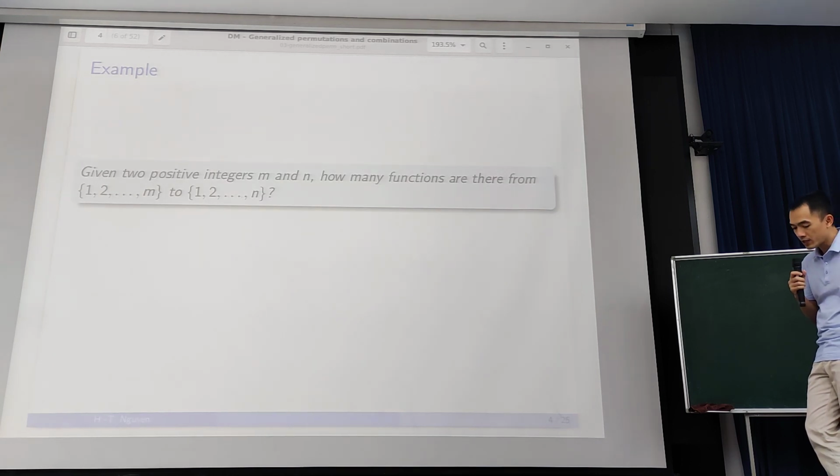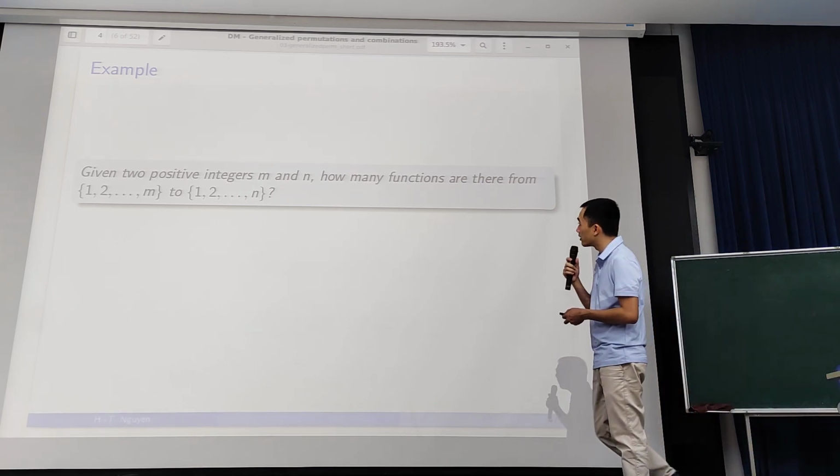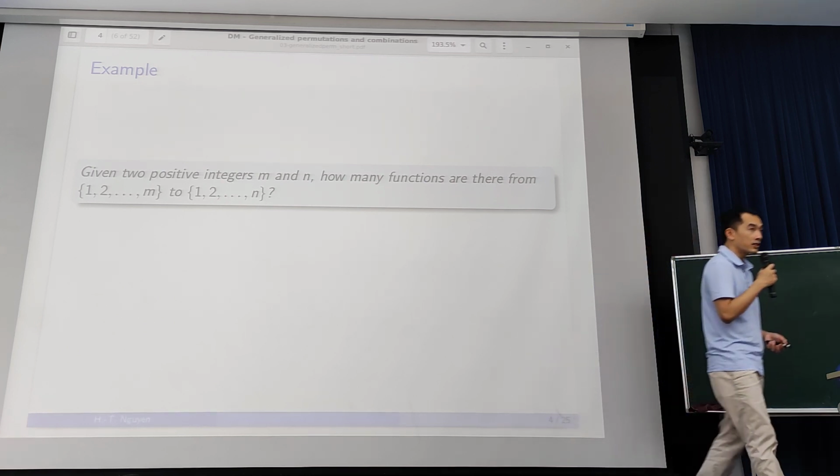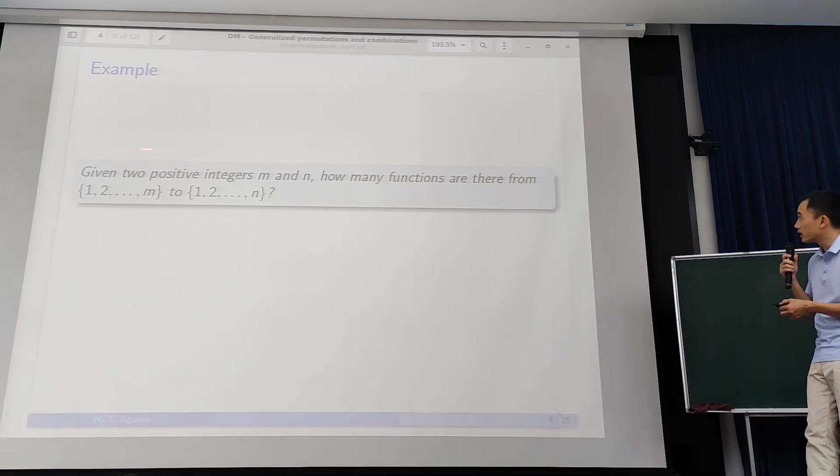Now, as an example, sometimes you consider functions from one set to another. In this setting, we consider only finite sets. Without loss of generality, for a set of n elements, we can assume that it is the set of integers from 1 to n. And similarly for the second set, we can take the set of integers from 1 to n. So the question is, if you consider the functions from the first set into the second one, how many functions are there?